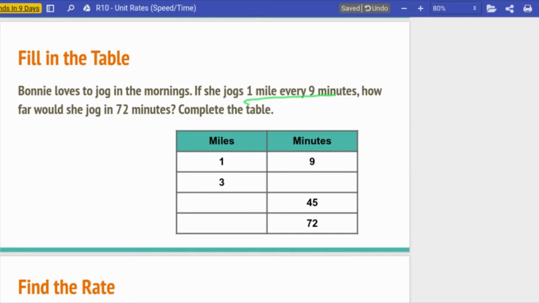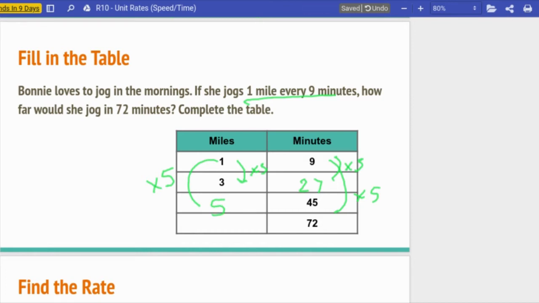So 1 to 9. So to get from 1 mile to 3 miles, I times by 3. So I'm going to do that same thing here. 9 times 3 is 27. To get from 9 minutes to 45 minutes, I times by 5. So I'm going to do that same thing here. I'm going to times by 5. So 1 times 5 is 5. So 5 miles to 45 minutes.